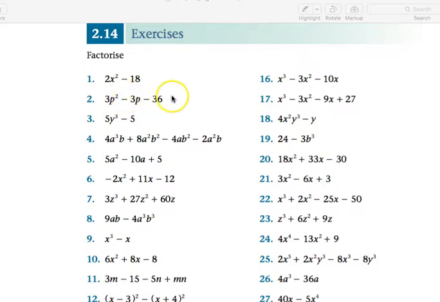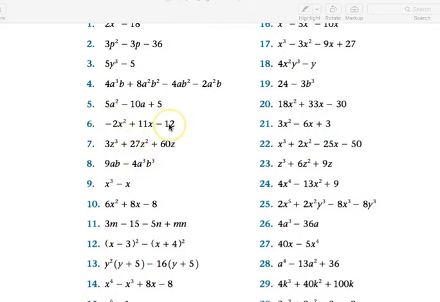I'd be taking out the 3 first here. I'd be taking out the 5, factorising it out first. I'd be factorising out a 2 here. I'd be taking out a 5. All right. Oh, question 6. Let's have a look at this one. Let's do question 6. So, exercise 214, we're going to look at question 6.